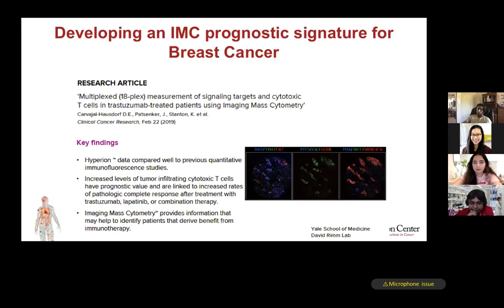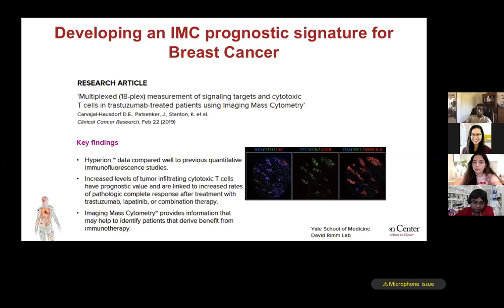And what they see is, if there are a lot of cytotoxic T cells in the tumor, it's more prognostic. They also conclude that if there are a lot of cytotoxic T cells, there is a complete response after treatment with trastuzumab, lapatinib, and combination therapy. So now people are using more and more imaging mass cytometry to see different markers and see which protein markers are more prognostic and can be used in the clinic.